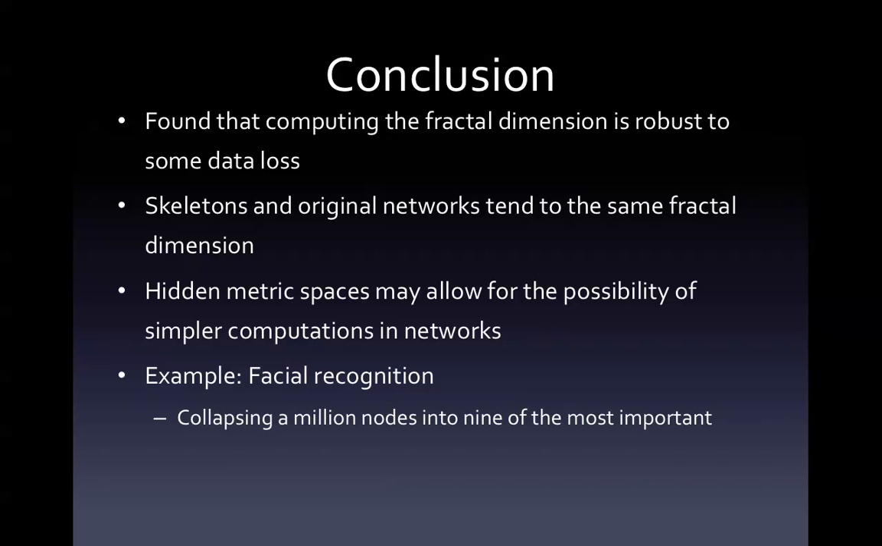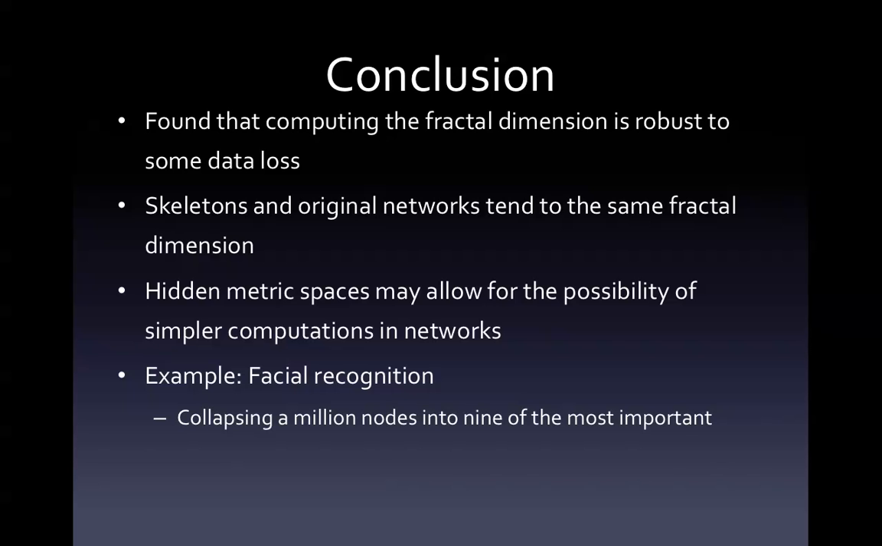So let's look at some conclusions. What did we learn from this? Well, we found that computing the fractal dimension is robust to some data loss, because when I did my computation earlier with the box counting algorithm, I got the same results even though I was missing nearly 1,000 by 1,000 data points, almost 1,000,000 data points. I still got where I needed. Skeletons and the original networks tended to the same fractal dimension, so the trend was the same in each of those graphs. Hidden metric spaces allow for the possibility of simpler computations in networks.